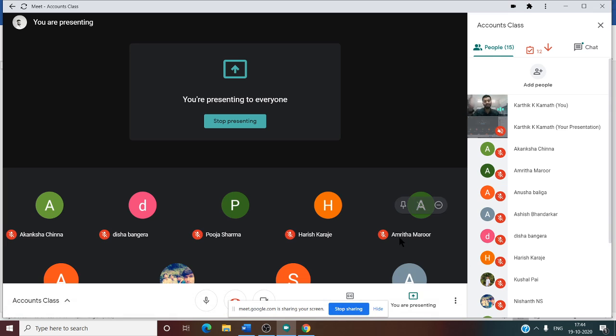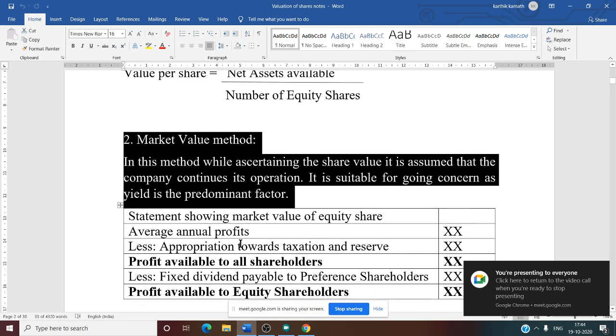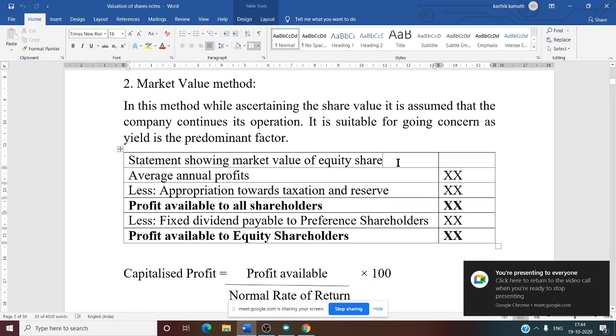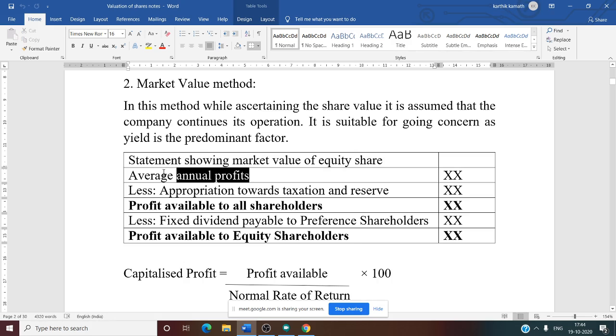After that, we can easily find the value of a share using the market value method. So see this, how to do this one. This is the format of the market value method. Statement showing market value of equity share. So that is the heading. First one, average annual profit, AAP. How to get average annual profit? Suppose 4-year profit is given, divided by 4.